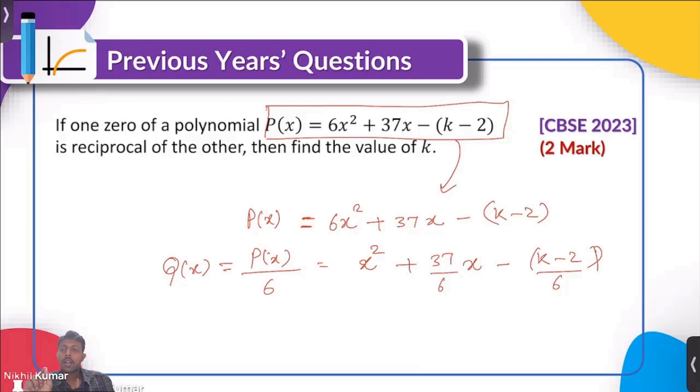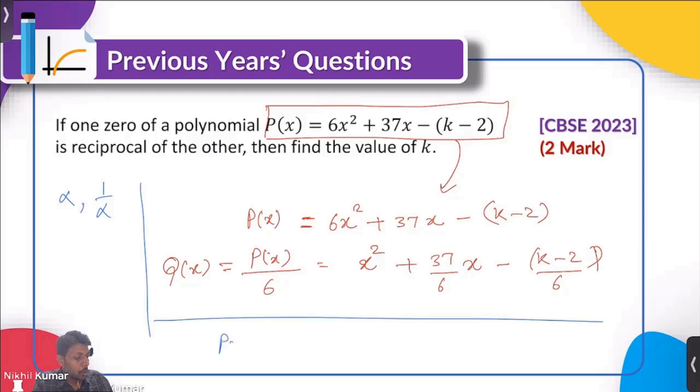Okay. Now, it's given that one zero of this polynomial p of x is the reciprocal of the other. That would be true for q of x also. Let's say that one zero of the polynomial is alpha. Let's assume that the two zeros are alpha and 1 upon alpha. Then what is the product of these two zeros? You can multiply and see, it's 1. Alpha into 1 upon alpha is 1.